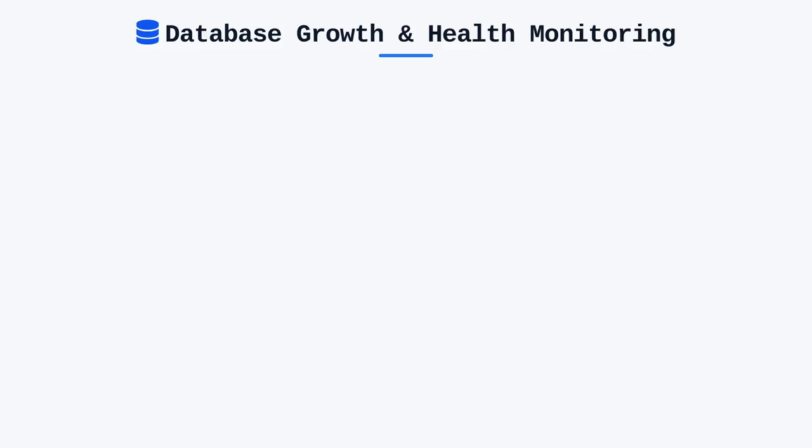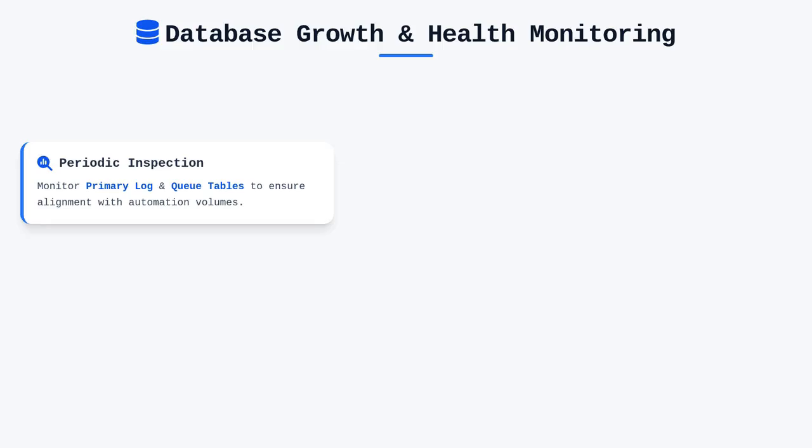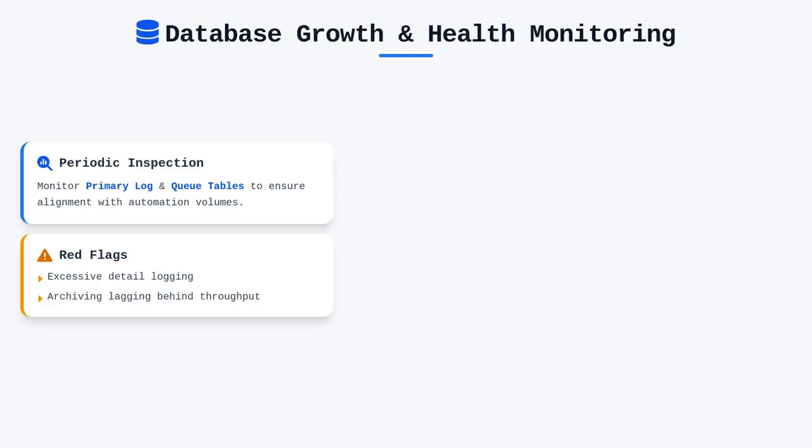Finally, we must address the importance of monitoring the growth trends of your database. As a professional, you should periodically inspect the size of your primary log and queue tables to see if they correlate with your anticipated automation volumes. If you observe that your database is growing faster than expected, it is often a sign that you are logging excessive detail or that your archiving strategy is not keeping pace with production throughput.